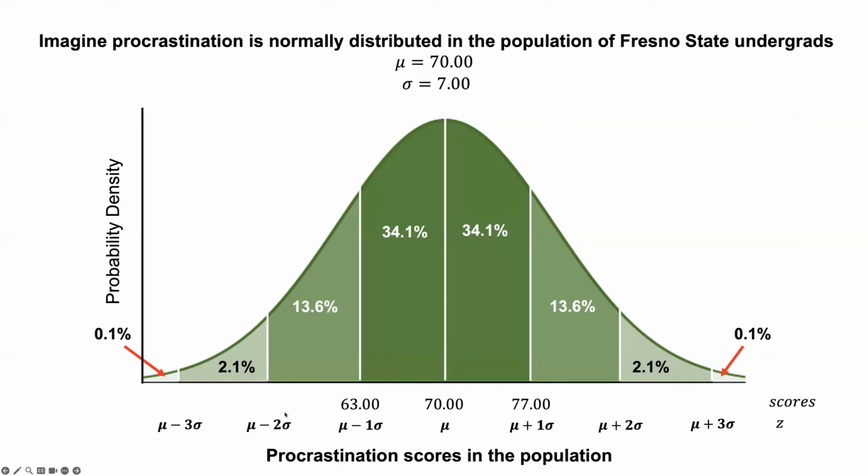You do the same thing for 2. So here you would take the mean, you would multiply your standard deviation times 2, which is 14. And you would subtract that from 70 and get 56. And then over here, I would add 14 to my mean, plus 2 standard deviations. And then I do the same thing. So the mean minus 3 standard deviations is 49, and then plus 3 standard deviations is 91. Now, this just helps you to visualize the scores for your distribution.